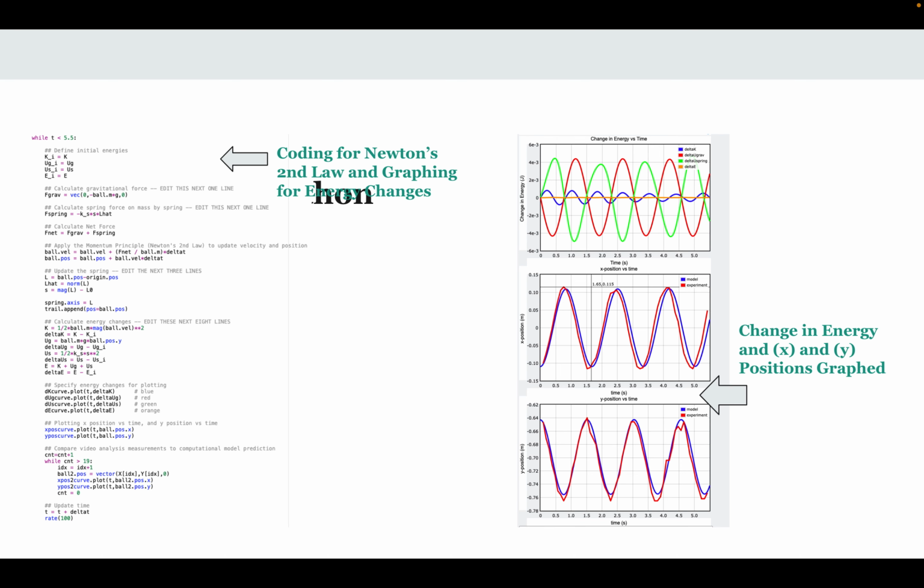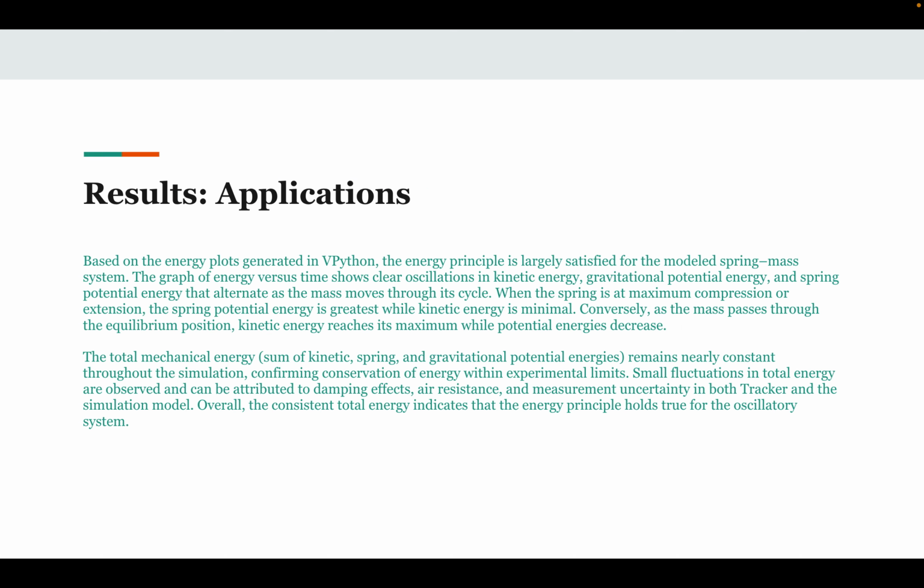As you can see, it's the change in energy on the top and the x and y positions graph below. In the change in energy, you can see delta U, the change in gravitational energy, the change in spring energy, and the change in kinetic energy, all graphed there. And then you can see model versus experimental, and the differences. As you can see, there's not much difference between the two. So in the experimental method, we were able to achieve a predicted motion.